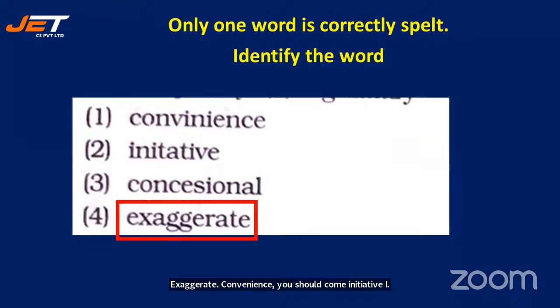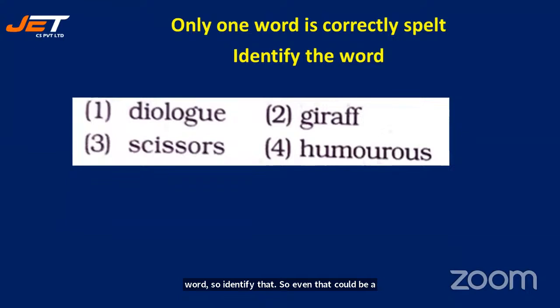All right. So you need to identify the correctly spelled word. Before you identify, please look at the question. Sometimes your question may be that there is one incorrect word. So identify that. Even that could be your question, isn't it? All right. With this, let's move on to the next question. So you need to identify the correctly spelled word.